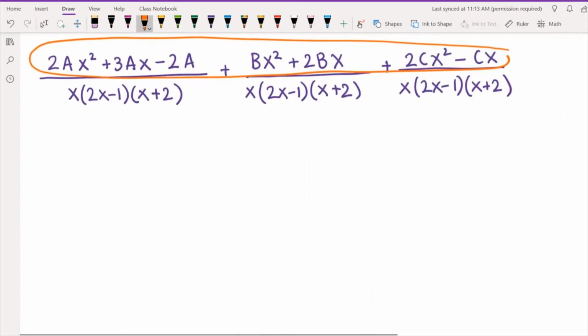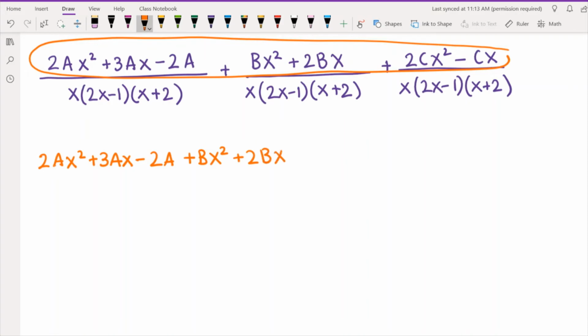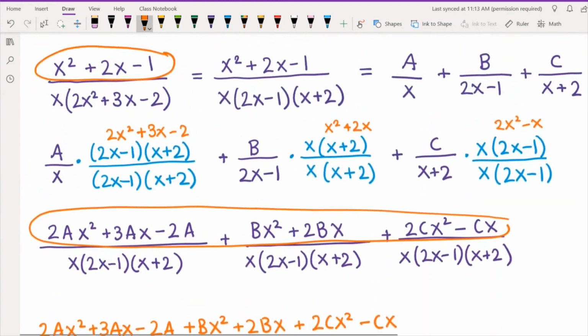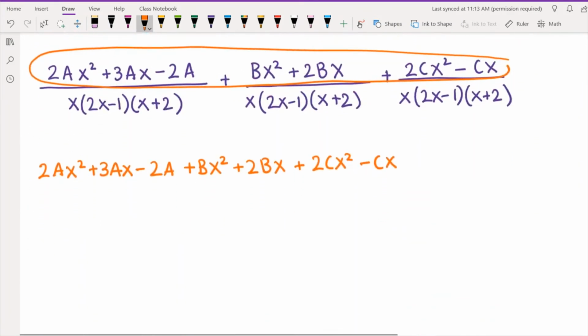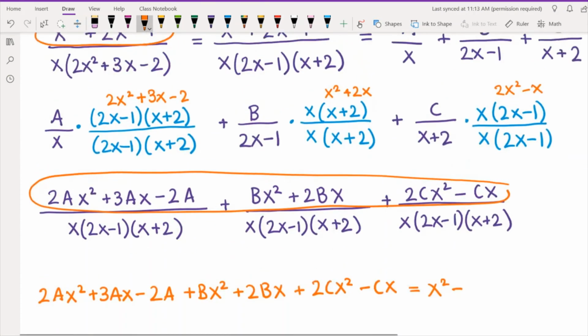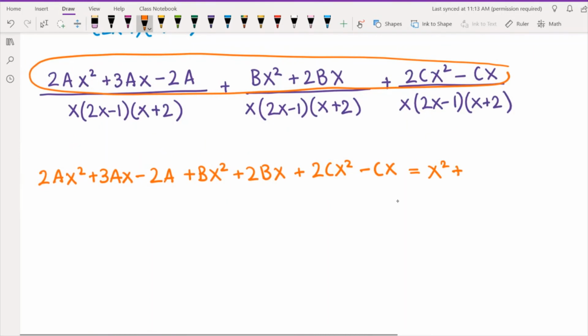So we're going to have all this stuff, 2Ax squared plus 3Ax minus 2A plus Bx squared plus 2Bx plus 2Cx squared minus Cx. So that must be the same as this original numerator of x squared plus 2x minus 1. So now we just want to do the same thing we did on the other one and compare the left and right hand sides.